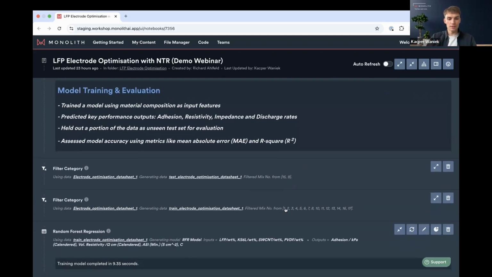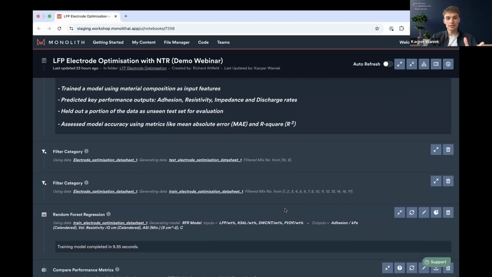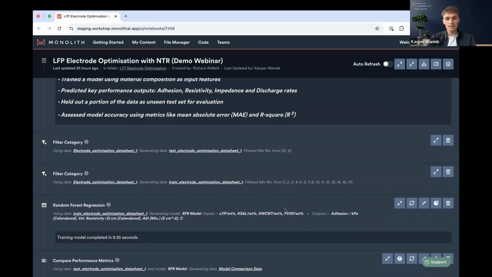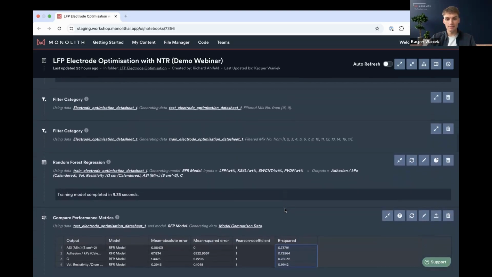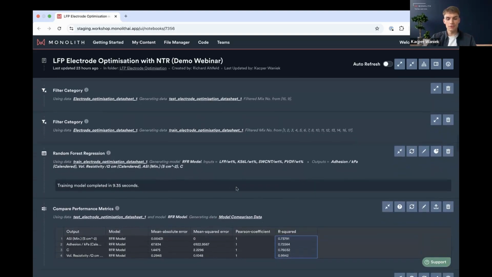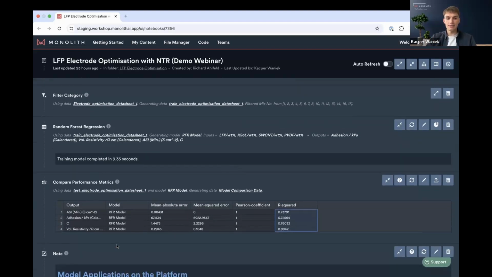So to show you what this looks like, I have separated out my dataset into two datasets, one larger training dataset, and then a few tests I can validate my model against. I've trained a random forest regression to use my material composition as my inputs and looked at the key performance metrics I have just mentioned, and then validated it against my unseen data.